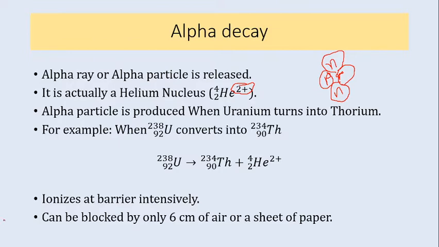During this alpha decay, these alpha particles ionize the barrier intensively. That means the barrier on which the alpha particles strike becomes intensively ionized, because the alpha particles are positively charged, so they take up electrons from the barrier surface, and the barrier surface will become charged, ionized. But alpha decay doesn't have so much penetration capacity. It can be easily blocked by a sheet of paper, and through the air it can travel only 6 centimeters, and after that it cannot go further. So its penetration capacity is very much low.